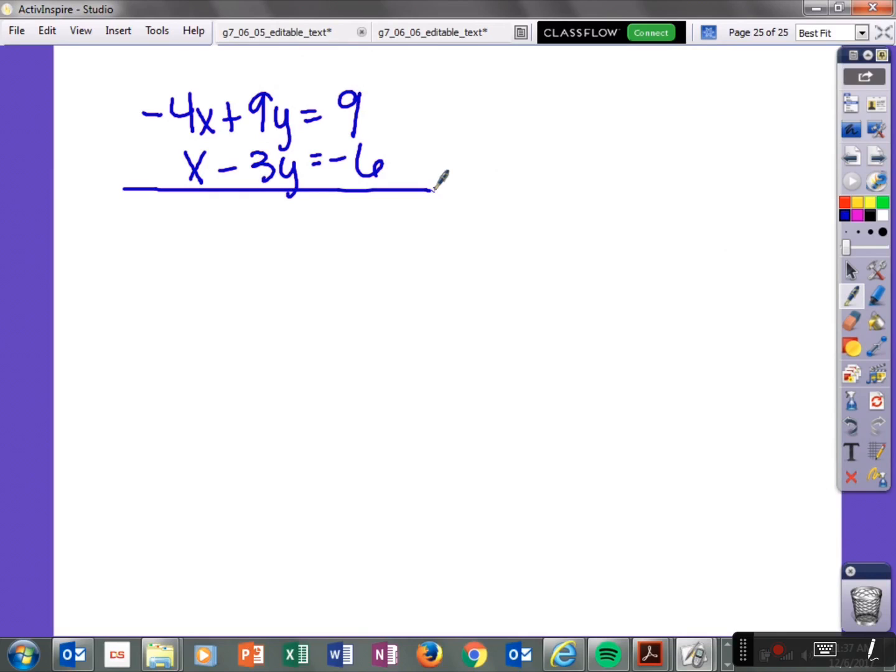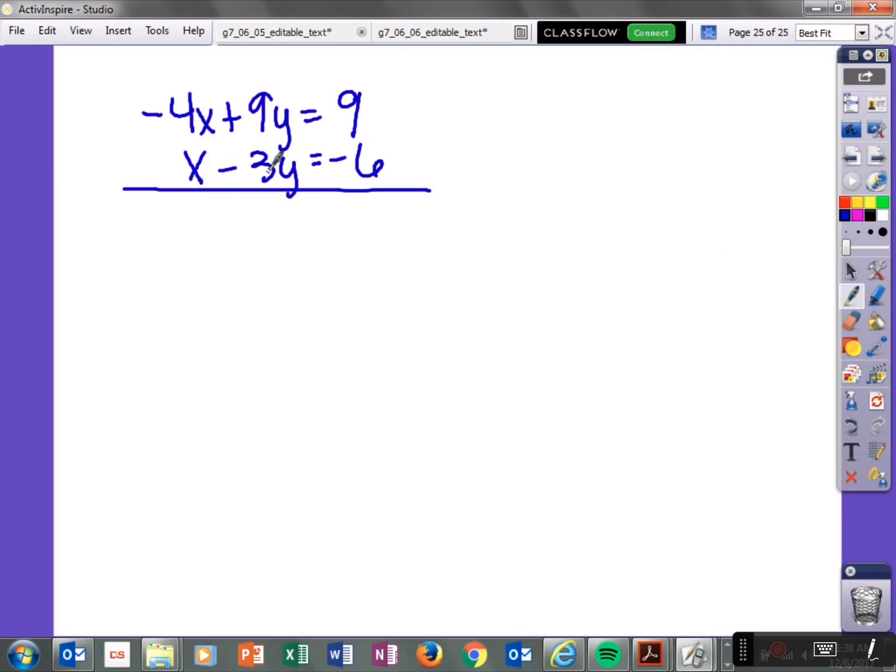We could eliminate either one here, couldn't we? We want to see which one is going to give us smaller numbers though, right? I think the y is. Why is that? I'm just wanting to know your reasoning. It's easier because you're multiplying by 3. If you got rid of the x's, you'd have to multiply by 4. Multiplying by 3 will give us smaller numbers than multiplying by 4. Does it matter? No, you could do either one. I prefer to always use the one that'll give me the smallest numbers. So let's multiply by 3.